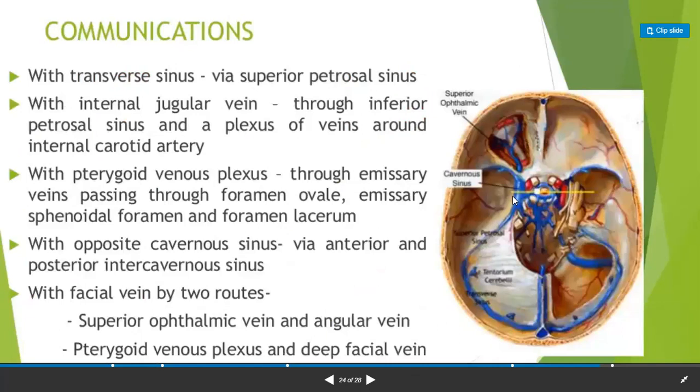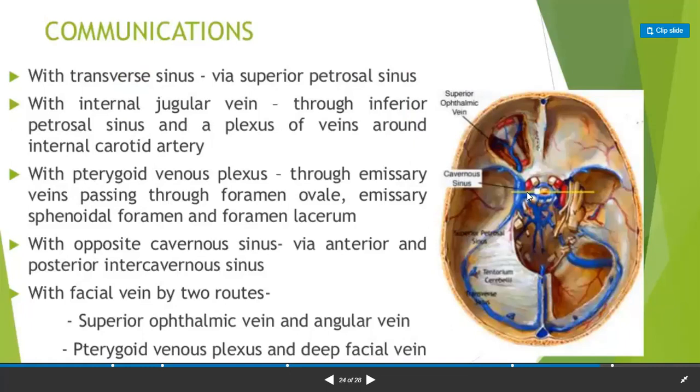It is in communication with the transverse sinus. This is our transverse sinus via the superior petrosal sinus. This is the superior petrosal sinus. So if you remove this tentorium cerebelli, now you can see this cavernous sinus is also related to the internal jugular vein, to the inferior petrosal sinus, and to the plexus of veins around the internal carotid artery.